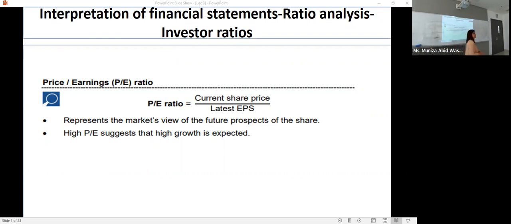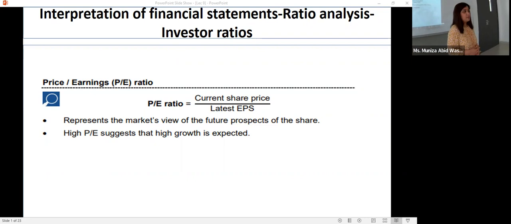We had discussed that there are four important areas of the ratios. Number one has been the profitability ratios, which we had discussed. Number two is position ratios, which we have already discussed in our previous lecture. Now, the third area of concern is investor ratios.